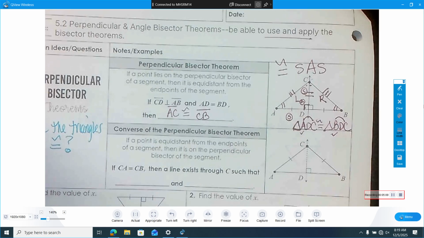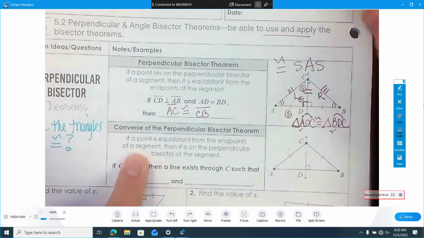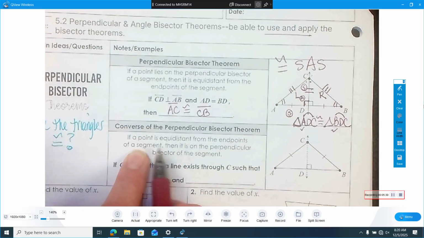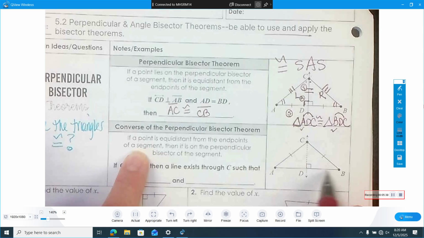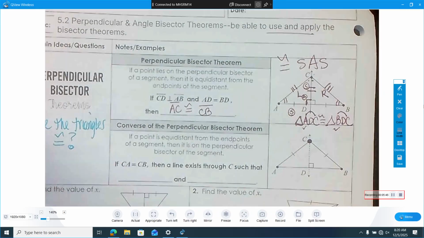Now, the converse of the perpendicular bisector theorem: if a point is equidistant from the endpoints of a segment. So what are they talking about there? This is the hard part of these things, really just deciphering what they're talking about. What did you say? So if a point is equidistant from the endpoints of a segment, well, here's my segment AB, and the point that they're referring to is point C. So what do they mean by that?